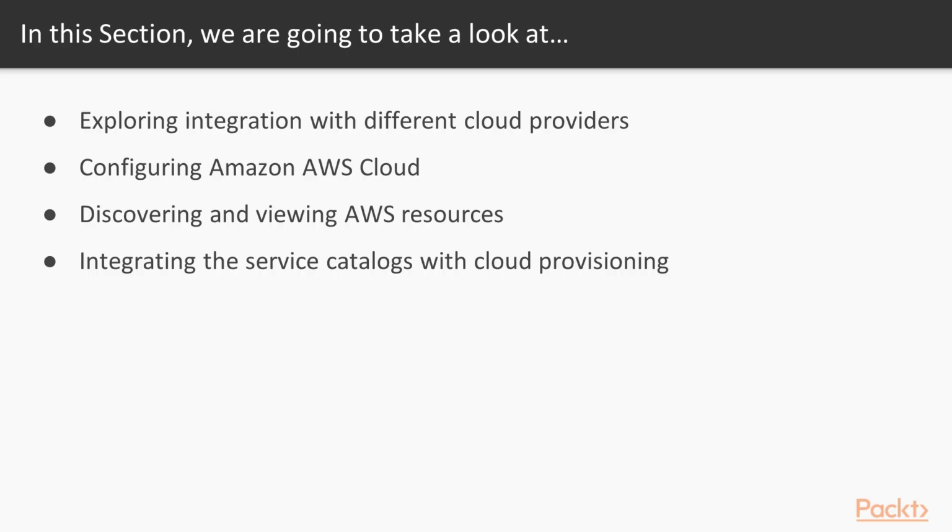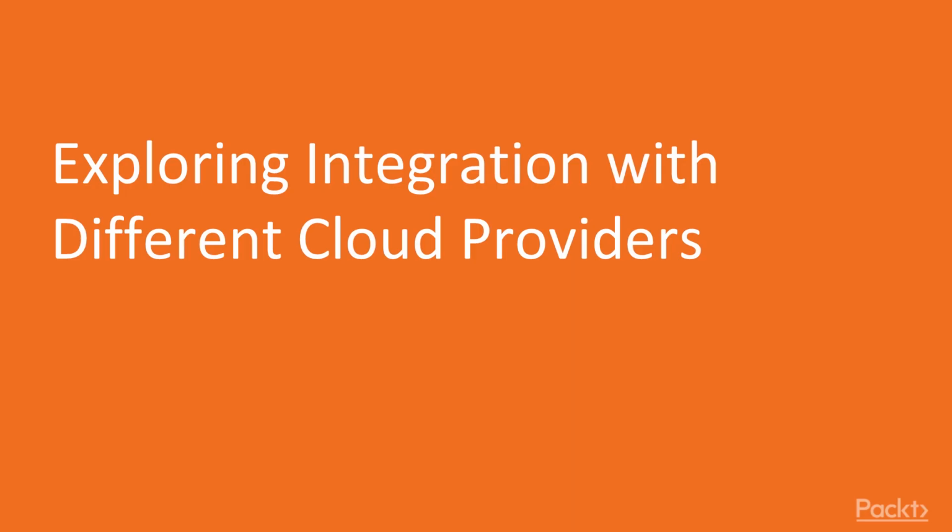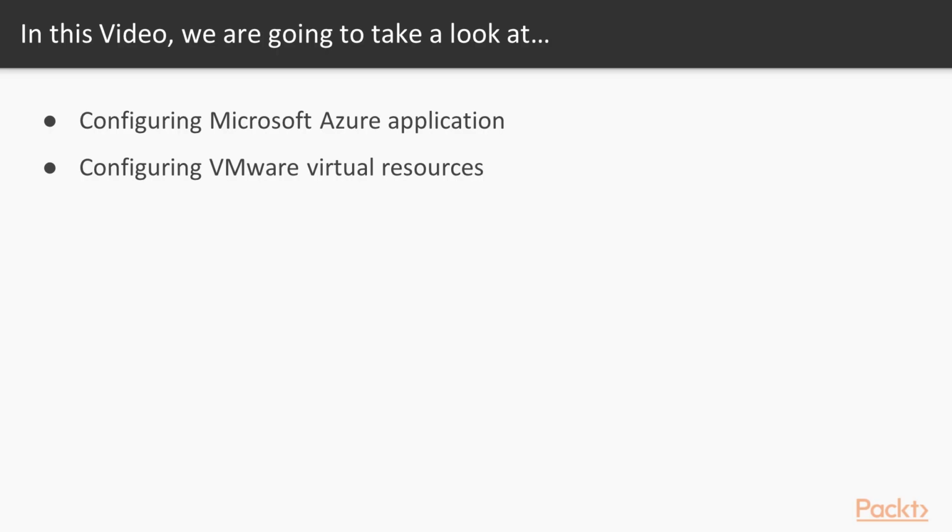In this section, we will learn about exploring integration with different cloud providers, configuring Amazon AWS Cloud, discover and view AWS resources, and integrating the service catalogs with cloud provisioning. Now we move on to the video, exploring the integration with different cloud providers. In this video, we will configure the Microsoft Azure application and the VMware virtual resources.